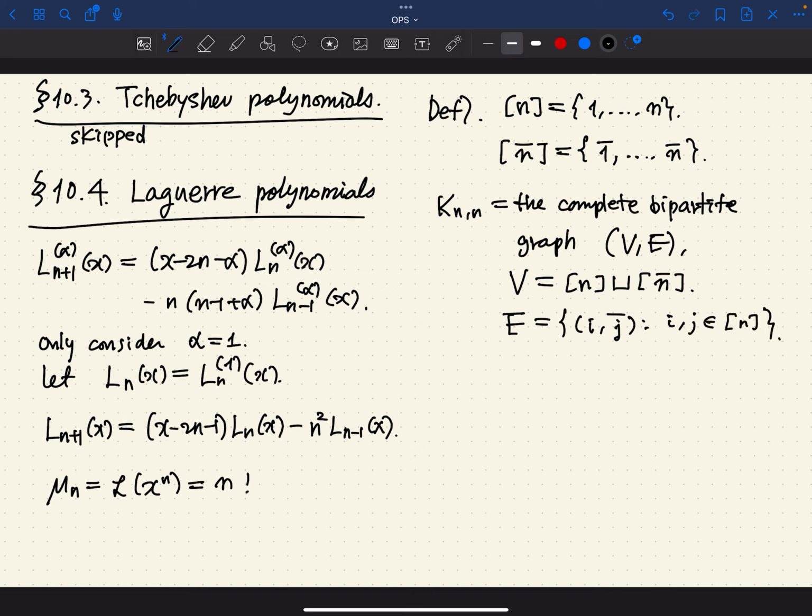So in other words, for example K_{3,3}. Of course we can define K_{m,n} in general, but we only need K_{n,n}, so I'm only using this. So we have 1, 2, 3, 1 bar, 2 bar, 3 bar, and then you connect them all in distinct pairs, like a bipartite graph like this. Okay?